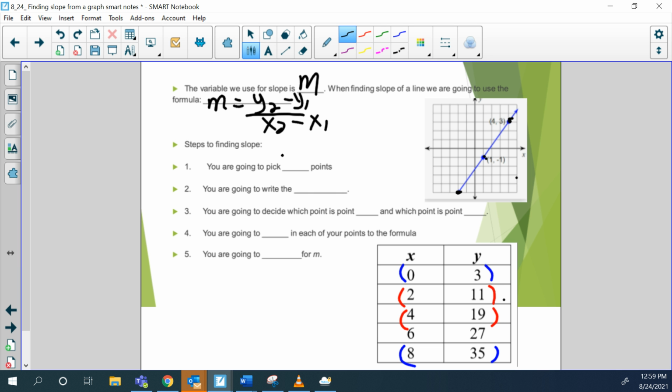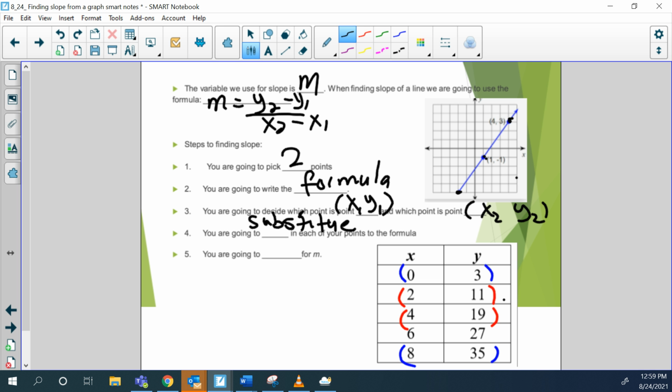So you pick 2 points, and then you write the formula, the equation. I put a formula right here. So you're going to write the formula, and then you're going to decide of those 2 points you pick, which one is going to be your x1. You got to identify them. Which one is going to be your x1, y1, and which one is going to be your x2, y2. All right. And then once you have done that, you just substitute the points into the formula, and then solve for m. Solve for m.